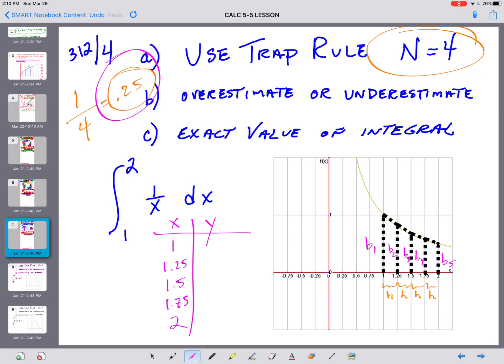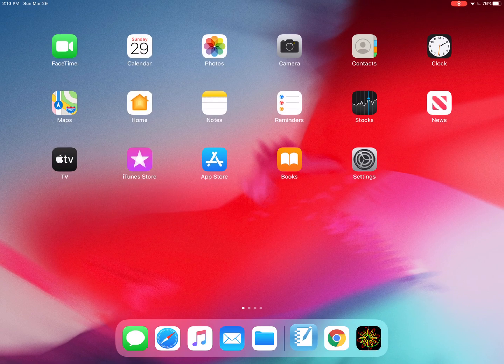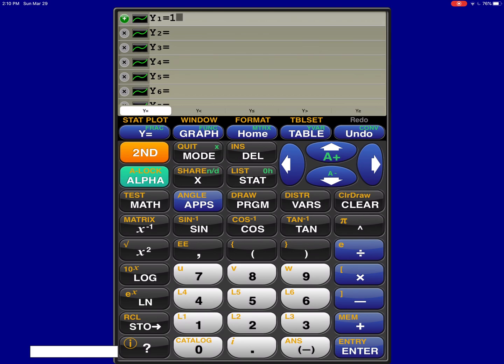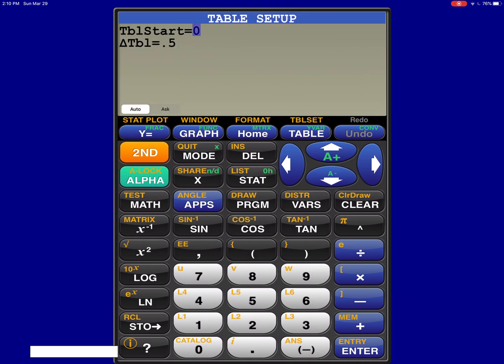Now we're going to use our table to figure out our Y values. Look at the equation, 1 over X. I want my table to start at 1 and change by 0.25. So let's go do that. Go up here, go to Y equals, clean it out. 1 divided by X, that's the equation. I go to table set. I want my table to start at 1, and change by 0.25. Now let's look at our table.